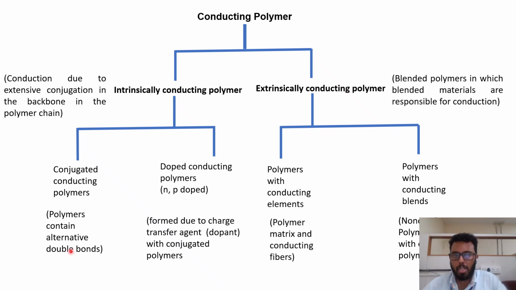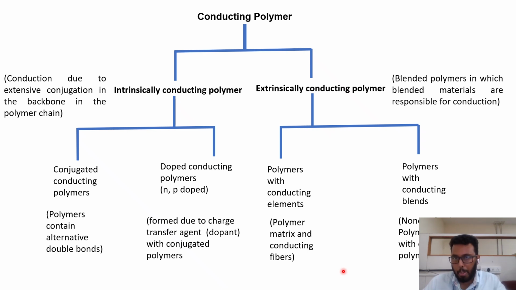So these polymers all contain alternate double bonds. This is formed due to the charge transfer agent or dopant. Either it can be an N-type or P-type dopant. For the extrinsically conducting polymer, there is no intrinsic impurity or dopant present. So extrinsically we have to add something. For example, you can take a polymer matrix and mix it with a conducting fiber like carbon fiber. Then you will form a mixed matrix that will contribute to conduction. That is called an extrinsic conducting polymer.